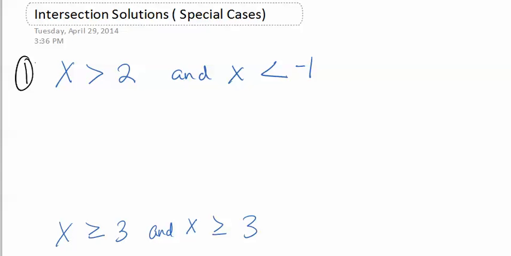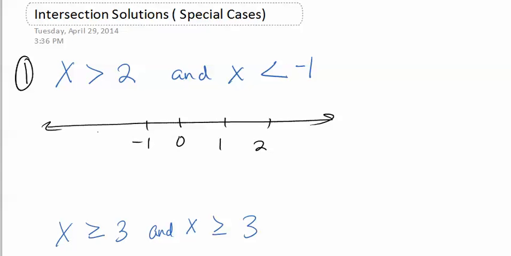So in the first example, we end up with x is greater than 2 and x is less than negative 1. Okay, so let's put this on the graph. I have 0, 1, 2, and over here I have negative 1, negative 2, and maybe over here I have 3 also. I'm going to graph these in different colors. For the first one, x is greater than 2. So 2 is not included in my solution set, and all the numbers bigger than 2 point to the right.